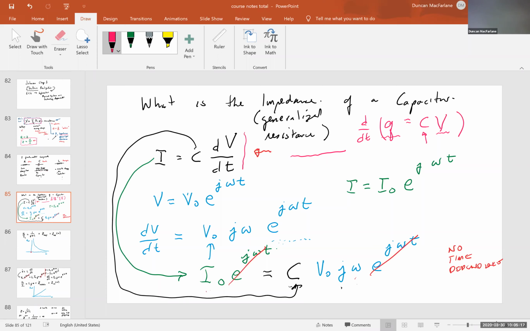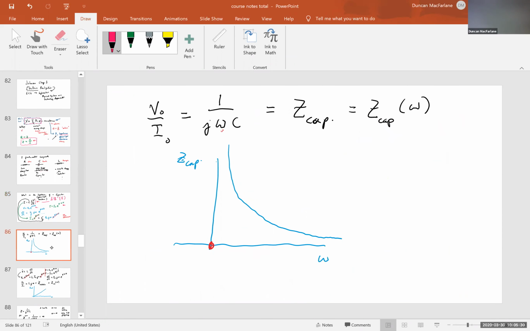And what we did was we substituted in a complex exponential for the voltage and the current, looking frequency component by frequency component, and we derived the generalized impedance, the complex impedance of the capacitor. V over I is equal to 1 over j omega C. So 1 over j omega C plays the role of a resistance in the circuits.